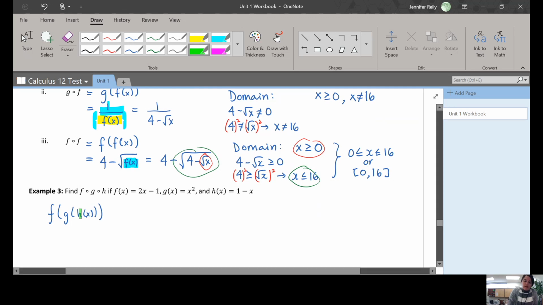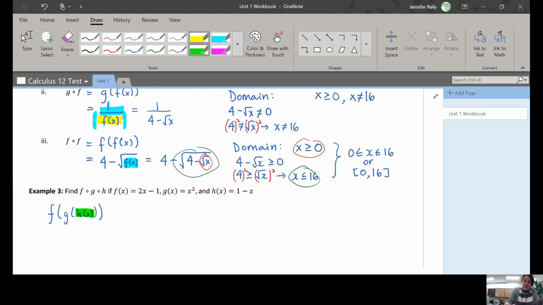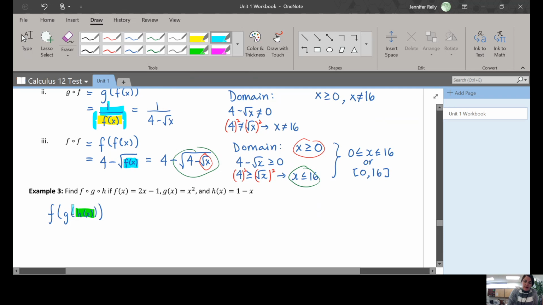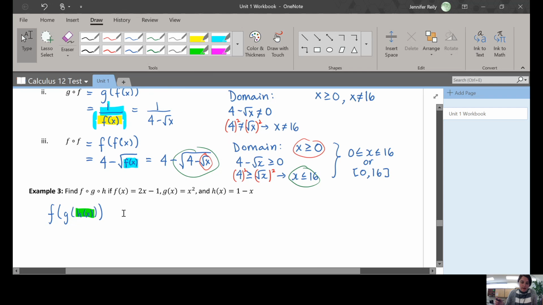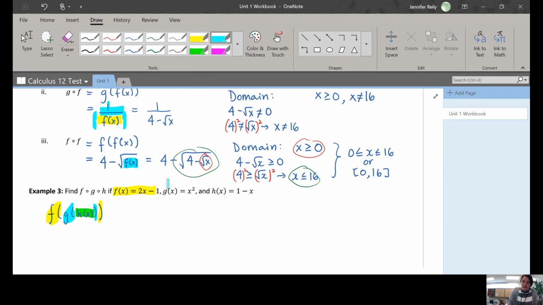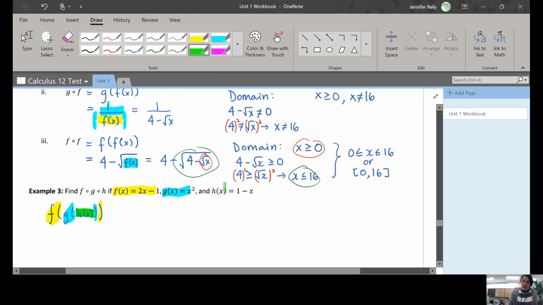So we'll use green this time for h of x. I'll use blue for g of x. Did I use blue in the wrong spot there? Yeah, I did. Blue for g of x. And f here. Okay, so there's my f. There's my g. So you start on the inside. So first thing we're going to do is g of h of x.